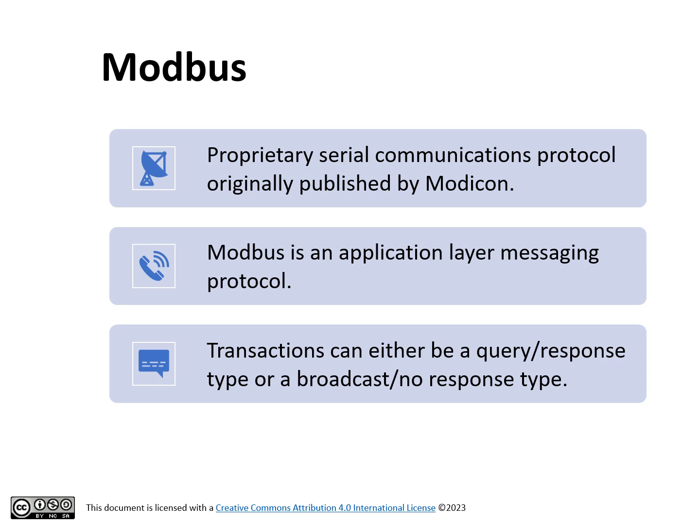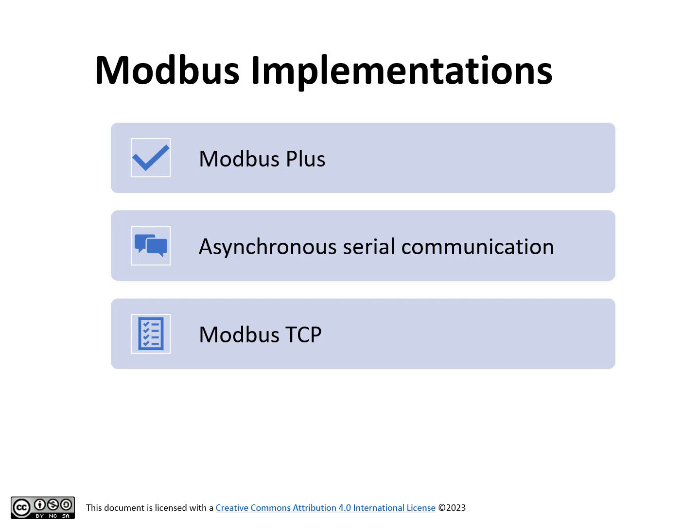Modbus is a proprietary serial communications protocol originally published by Modicon, now Schneider Electric. It is used with programmable logic controllers, PLCs. Modbus, the most widely deployed ICS protocol, is an application layer messaging protocol. Transactions can either be a query-response type, where only a single slave is addressed, or a broadcast no-response type, where all slaves are addressed. The 3 major implementations of Modbus include Modbus Plus, a high-speed token passing network, asynchronous serial communication, and Modbus TCP, a TCP/IP over Ethernet encapsulation.